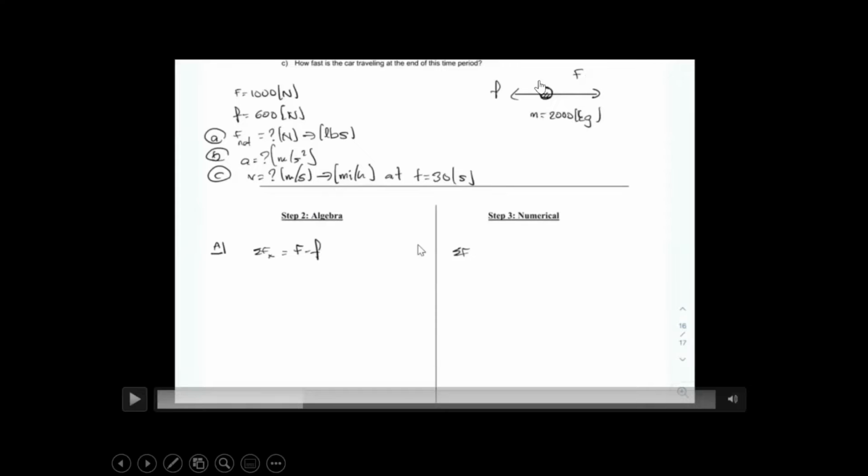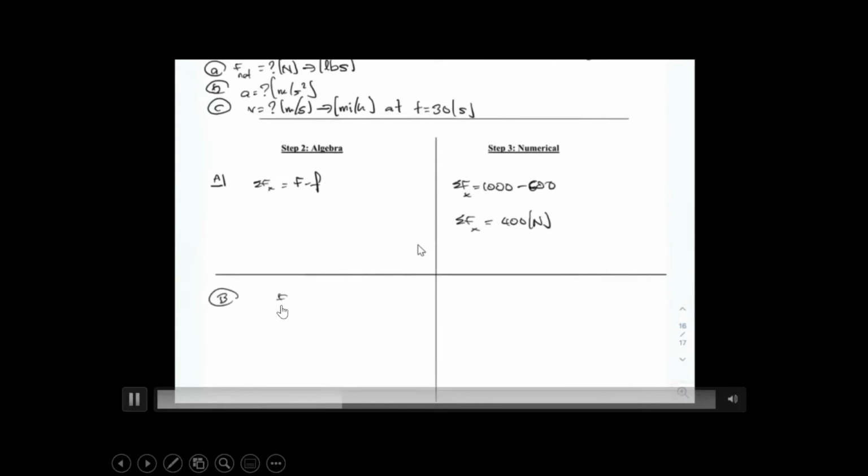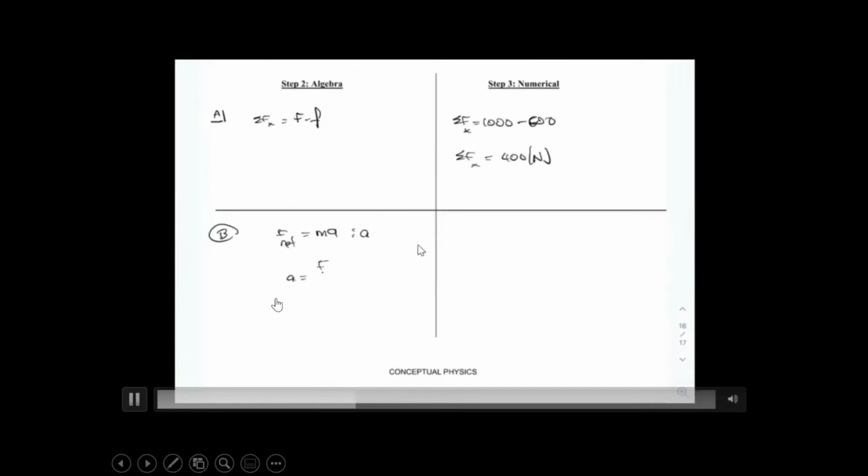So net force forward is positive, backward is negative. 1,000 minus 600, it's getting 400. That's about 88 pounds, 90 pounds. Net force is what causes acceleration. So the net force is 400, mass is 2,000. It's going to be 0.2. Acceleration is reasonable.